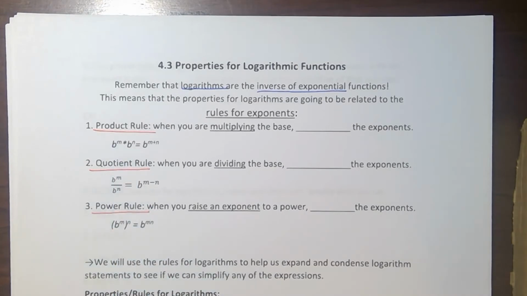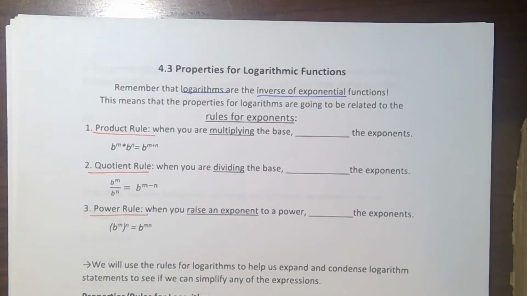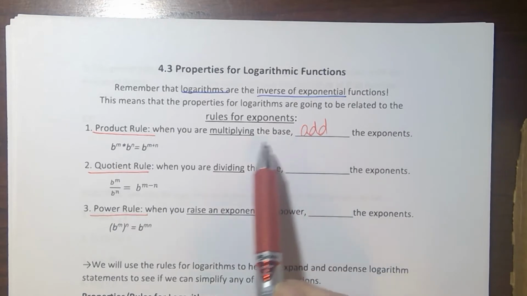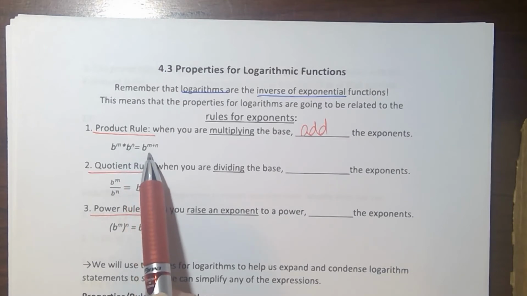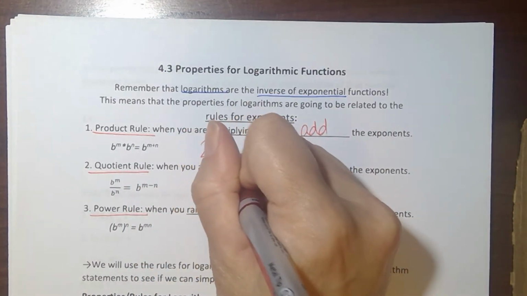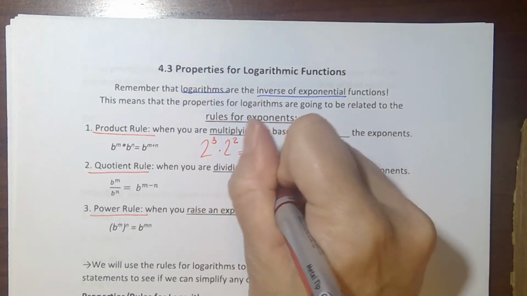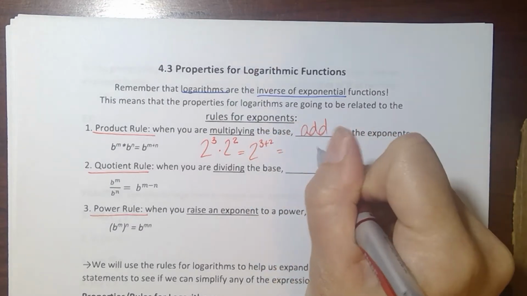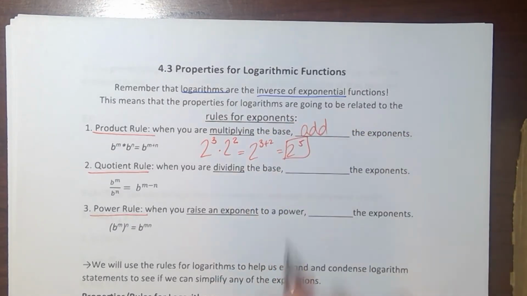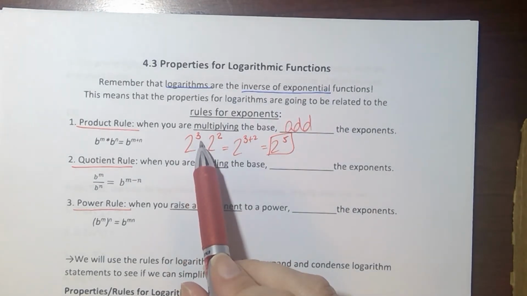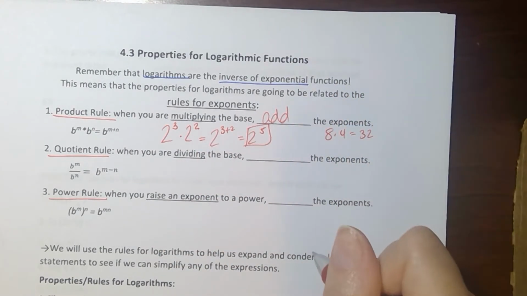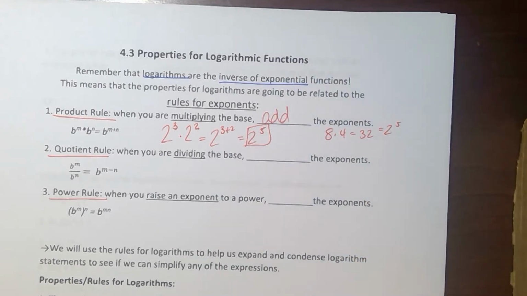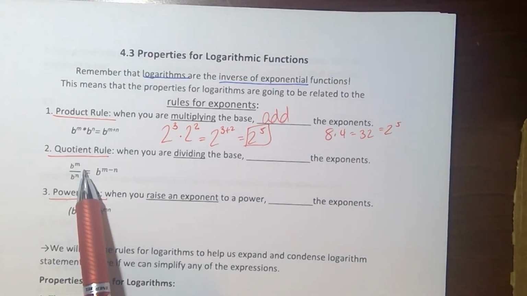With our rules for exponents, our product rule says that when we are multiplying the base, we add the exponents, because multiplication pairs with addition. For example, in general terms, b to the m times b to the n is the same thing as b to the m plus n, or 2 cubed times 2 squared is going to be the same thing as 2 to the 3 plus 2, or 2 to the 5th. Now, if I want to verify that, 2 cubed is 8, 2 squared is 4, and 8 times 4 is 32, which is the same thing as 2 to the 5th power.